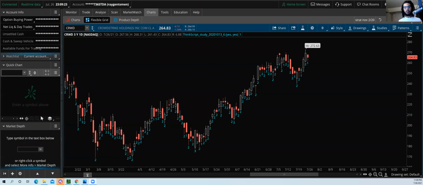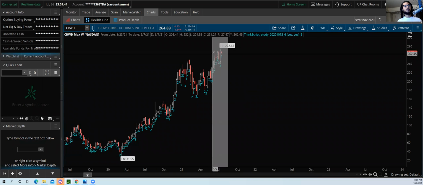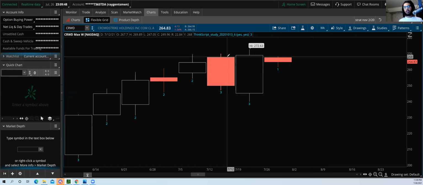So with a broadening formation, price likes to take out one side of the range and go take out the other side of the range. That's why on a higher time frame, a broadening formation is a three. If we're looking at Crowd right now and we go to the week, you'll see that it just did two threes back to back, because with the three candle, price likes to start in one direction, fail, and then go take out the other side.